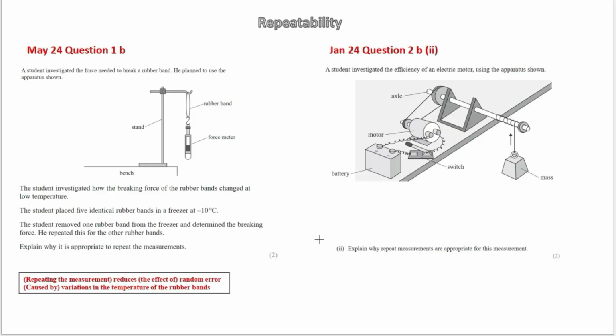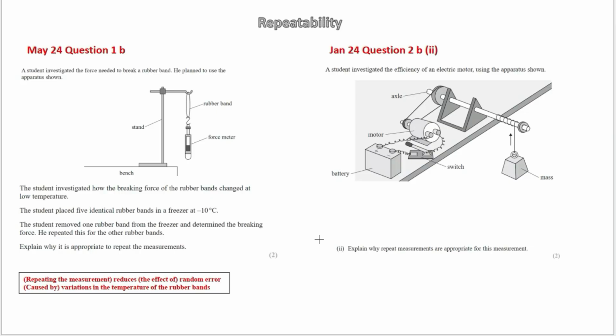Repeating the measurement reduces the effect of random error caused by variations in the temperature of the rubber bands, because the temperature is not going to stay constant, it is going to change a little bit. So if you keep on repeating, this will reduce the effects of random error, random variations in your measurements.